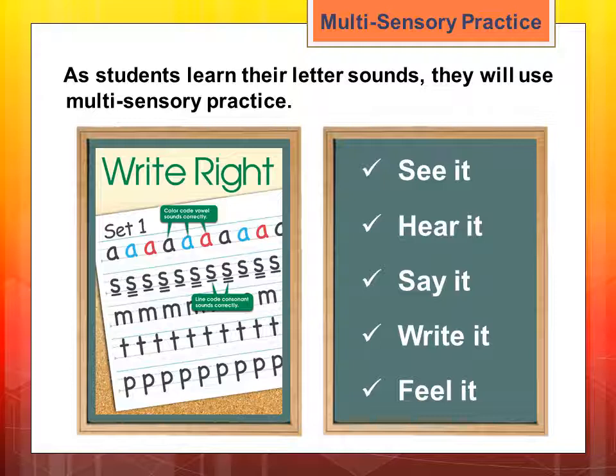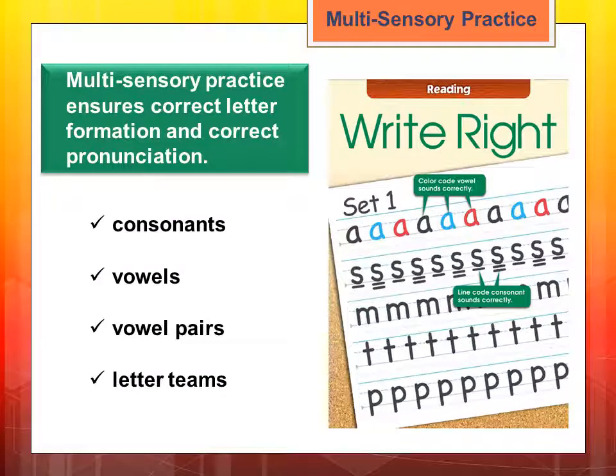You'll also notice that students are taught a vowel color code system and a consonant line code system. By doing this, students not only see, hear, say, write, and feel the letters and their sounds, but they also learn how to distinguish them in word analysis, which they'll be taught later. As you can see, the multisensory practice allows for students to learn the correct letter formation and correct pronunciation of each of those sounds. We'll be covering concepts in consonants, vowels, vowel pairs, and letter teams, all through the multisensory practice time.